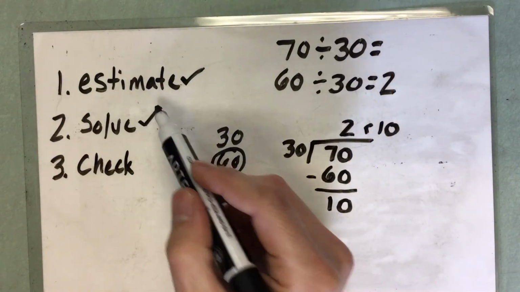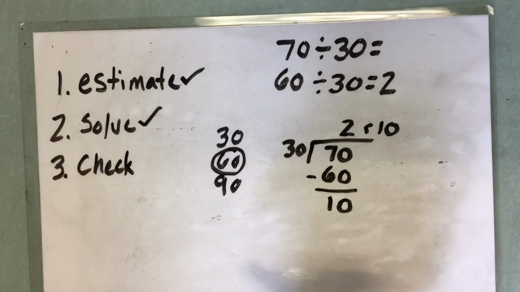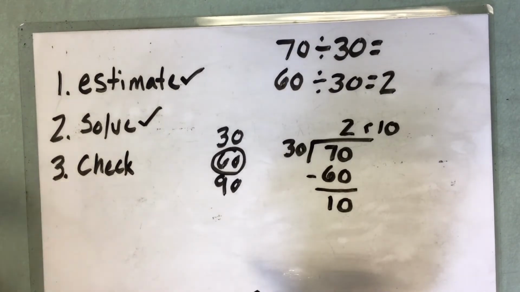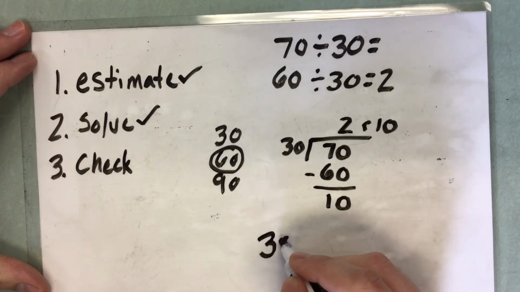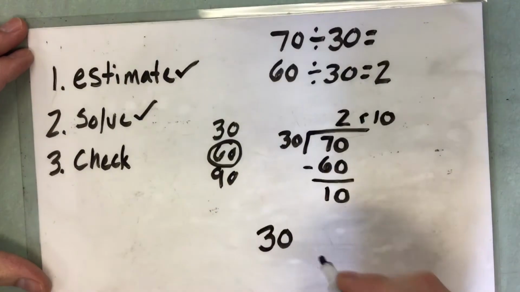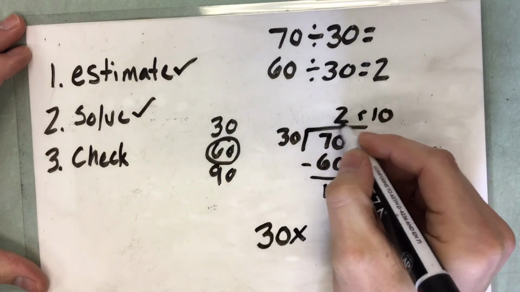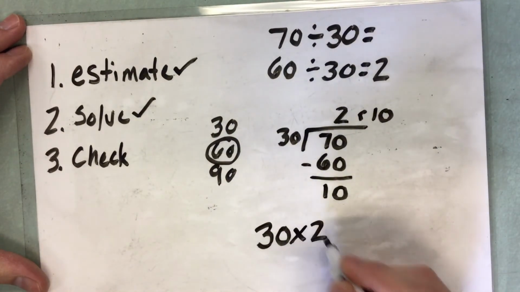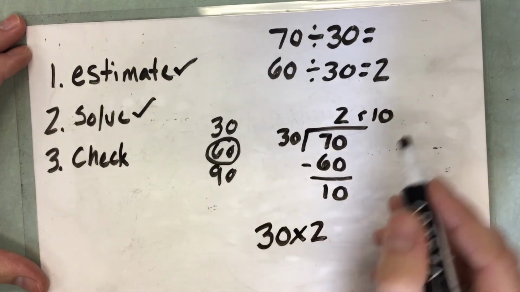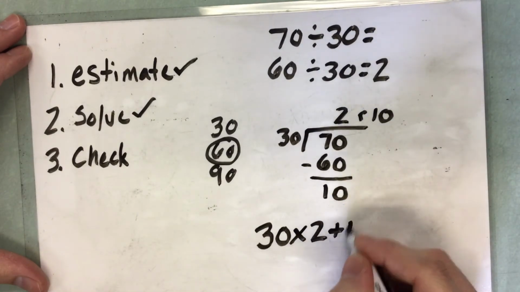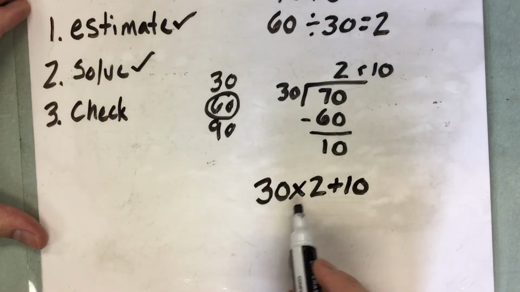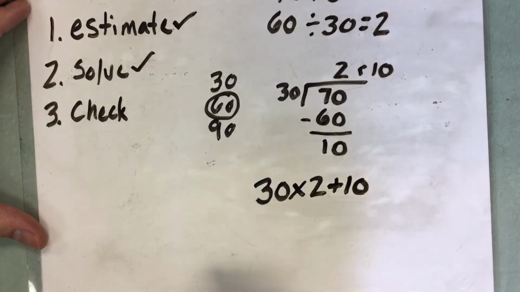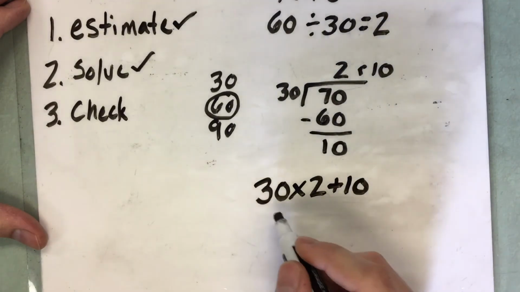So to this point, we've solved the problem. Now we just need to check. How could I check this problem? Well, to check, I can take my divisor, which is 30. I can multiply it by 2, and then remember to add our remainder, which is 10. So let's work this problem out, and we should get our dividend, or our whole, if we're doing this correctly.